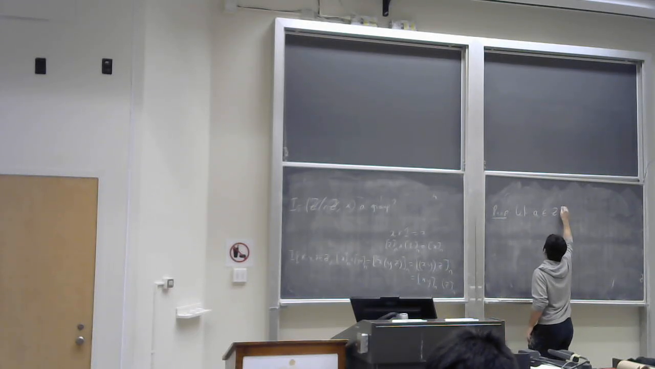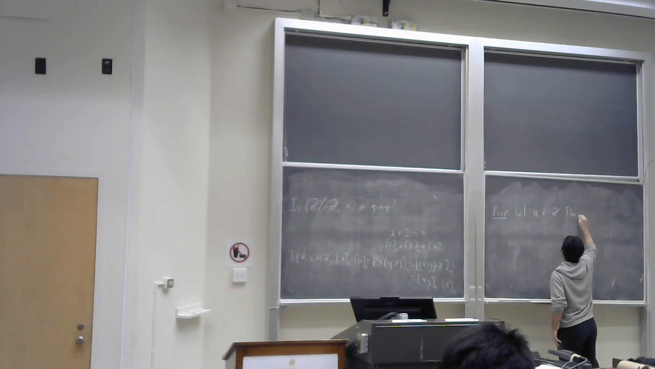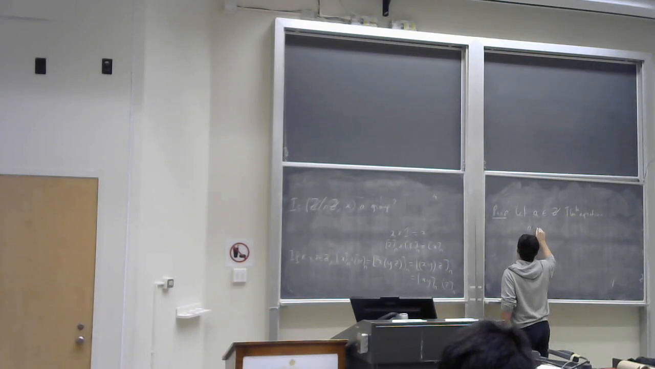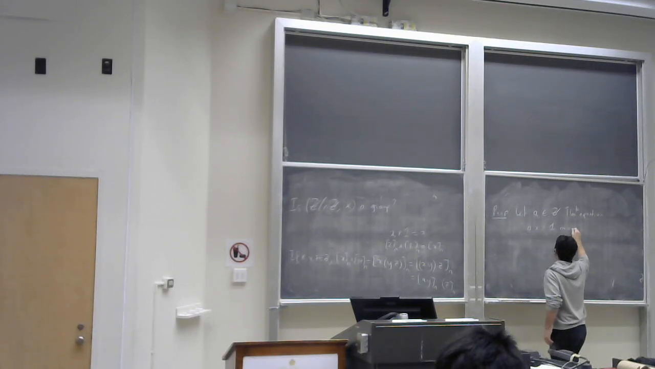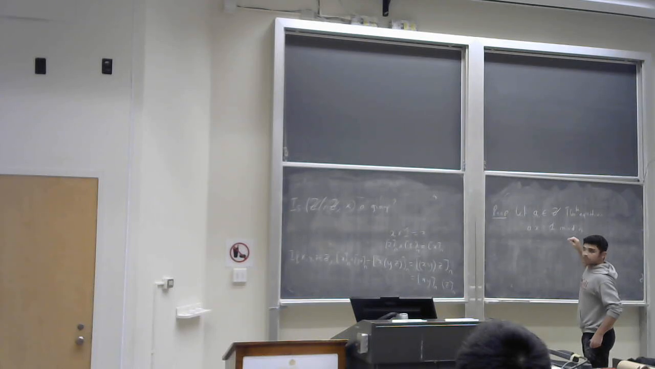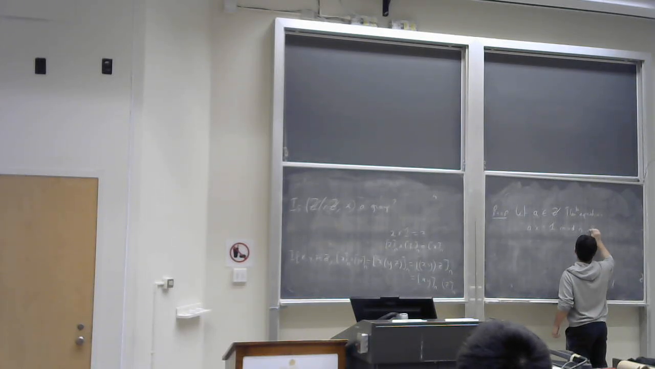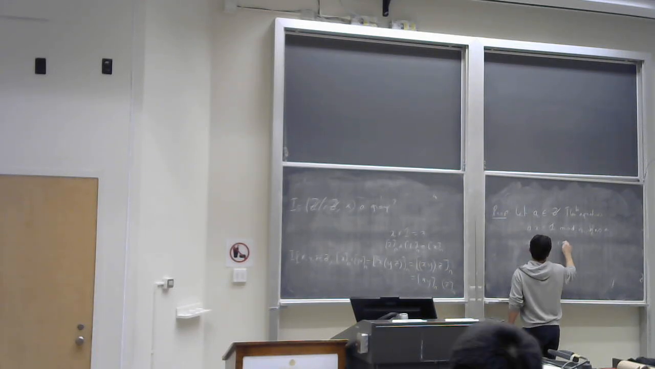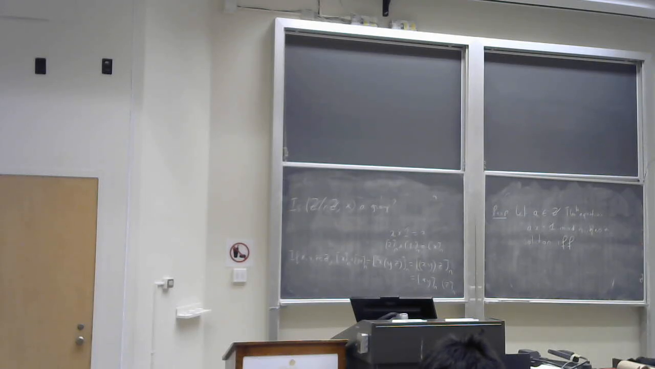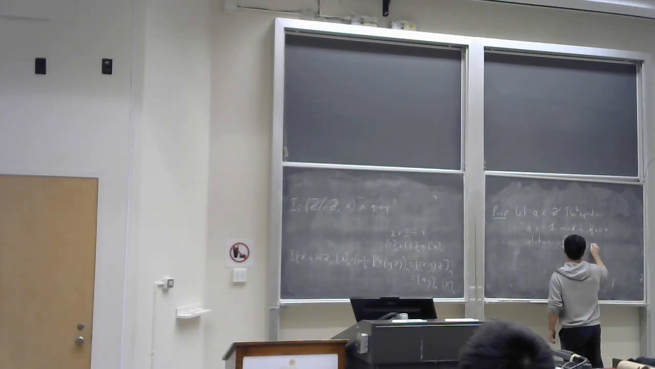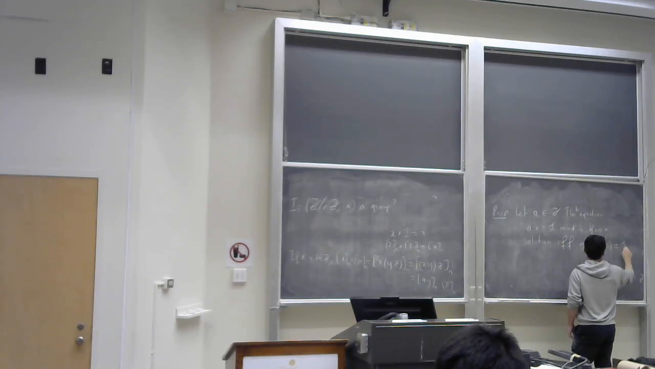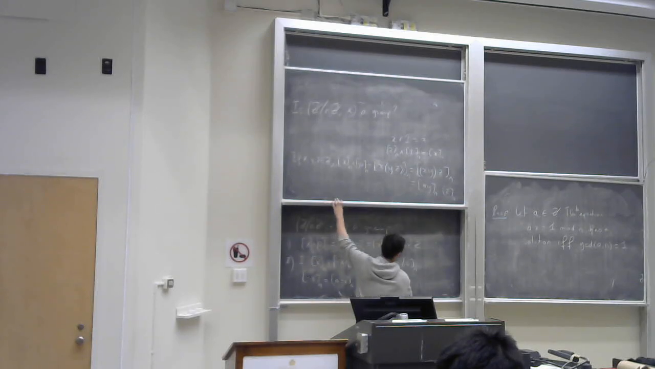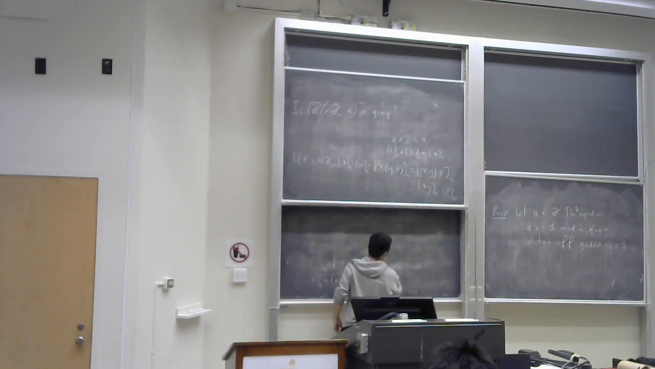So this is a proposition. Let a be in Z. Then the equation ax is congruent to 1 modulo n has a solution if and only if GCD(a, n) is 1. Let's prove the theorem. Let's prove that proposition.